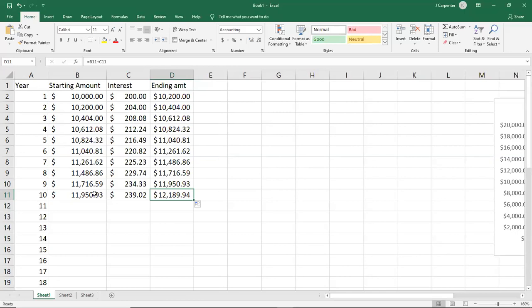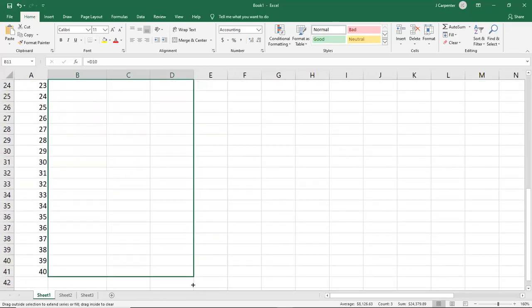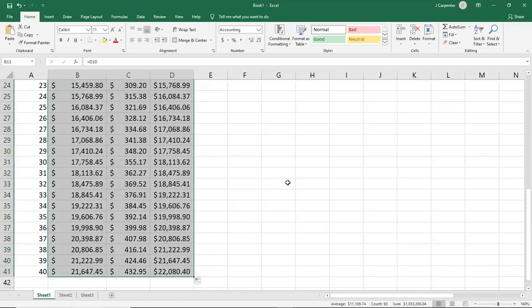Okay, so now let's go to year 40. We've got a ways to drag. 40 is about the number of years people are going to have to work to retire on. If you're 18, 20, 23 right now, you're probably going to go till you're about 67, maybe 70, depending on how that goes in our country.